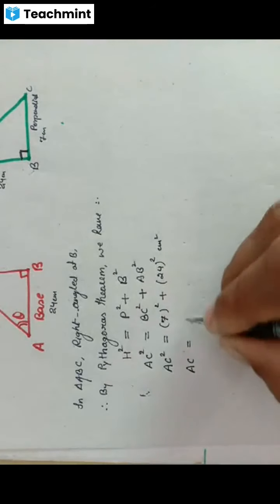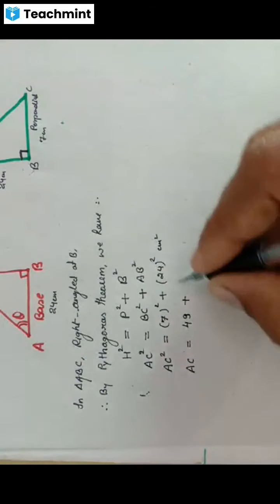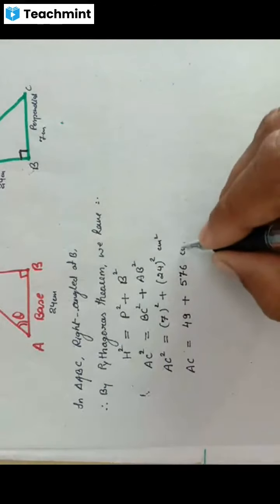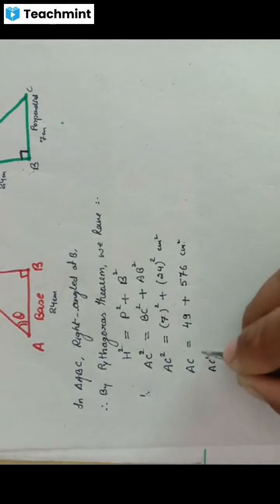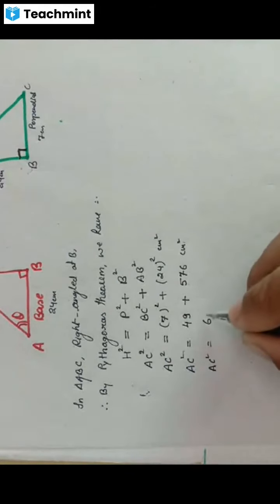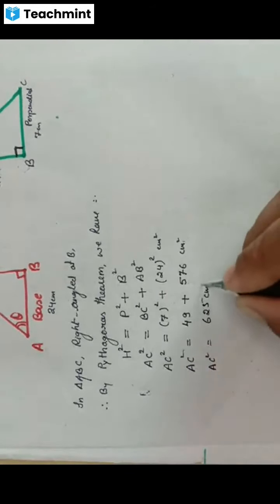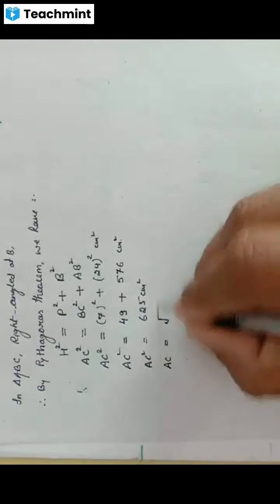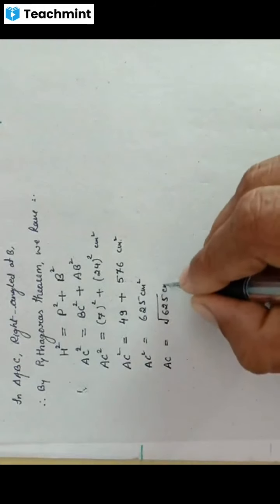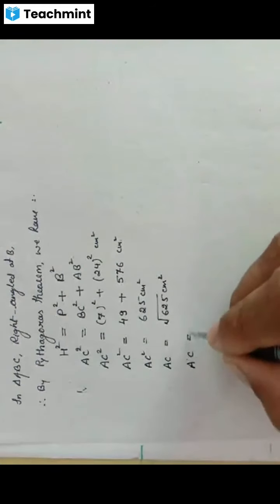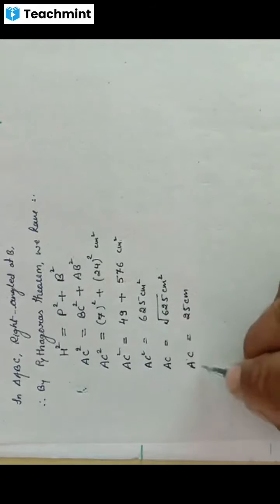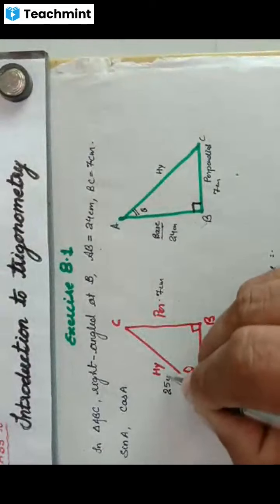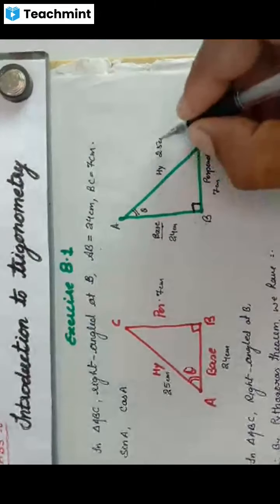So you have AC square is equal to 7 times 7 is 49, and 24 times 24 is 576. So your AC whole square is equal to 625 centimeter whole square. Then you will get AC is equal to under root 625 centimeter square. Then you have AC is equal to 25. So if AC is 25, I am going to put AC over here. It is my 25 centimeters.